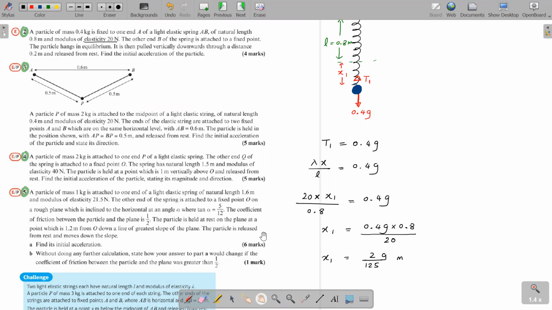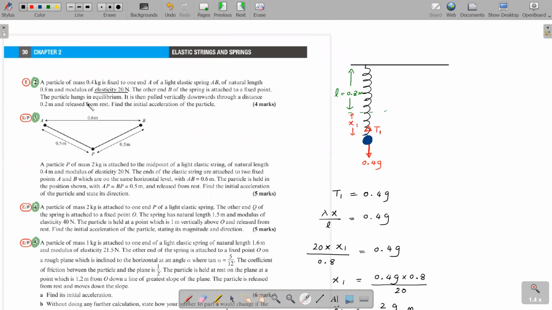Okay, so now after this point, what do we do? The particle hangs in equilibrium. That's what I've done over here. It is then pulled vertically downwards through a distance 0.2 meter. Do you see what's happening? So at this point, we again pull this. We are pulling this particle from its equilibrium position. So take all these distances, natural length. This was the equilibrium position. The red line I'm drawing in red was the previous equilibrium position. Are you with me? Okay.